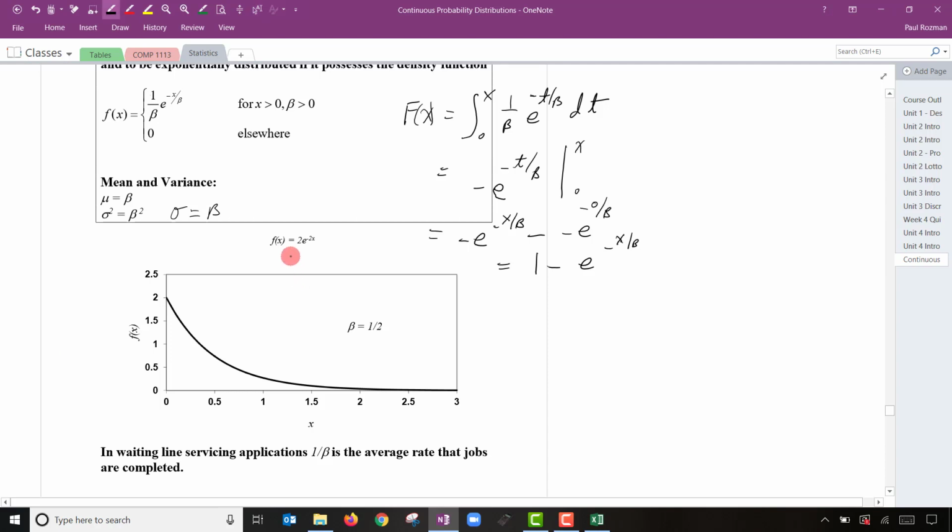Here's just one example. I just said, what if beta is a half? Then my function becomes 1 over a half, which is 2, e to the minus 2x, and I plotted it. You can see that the intersection point here is at 1 over beta. And it always will be. And then we're just finding the area beneath this curve. That 1 over beta is the rate at which we do this service, and beta is the average that we service during that time period.